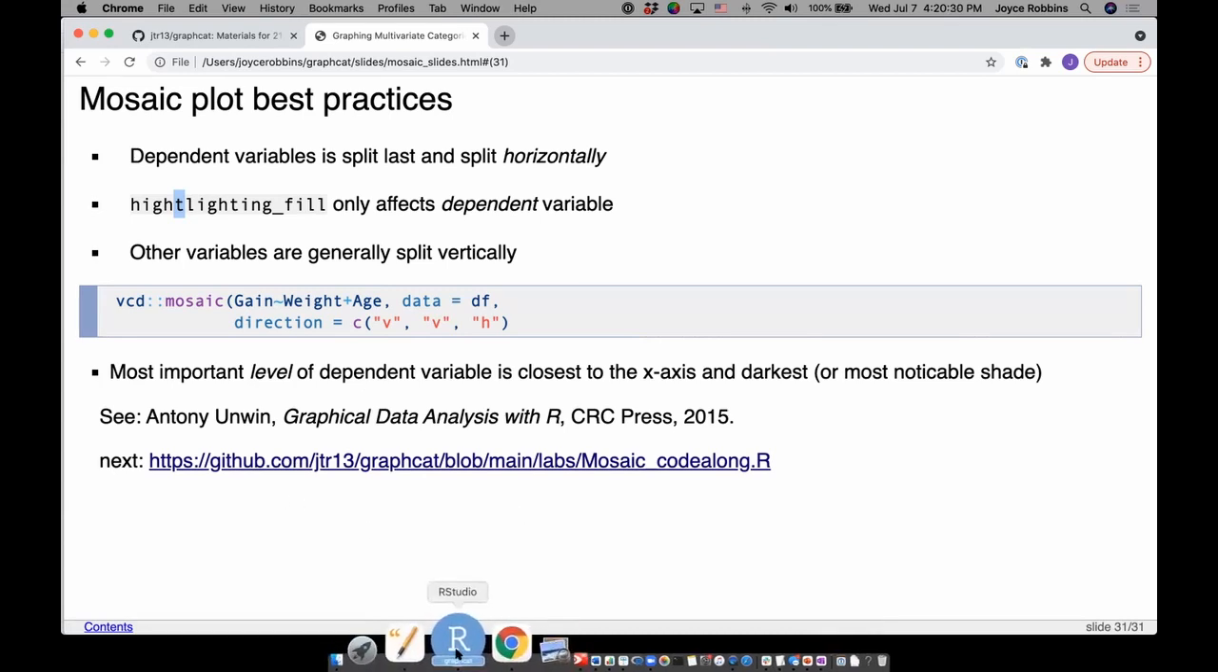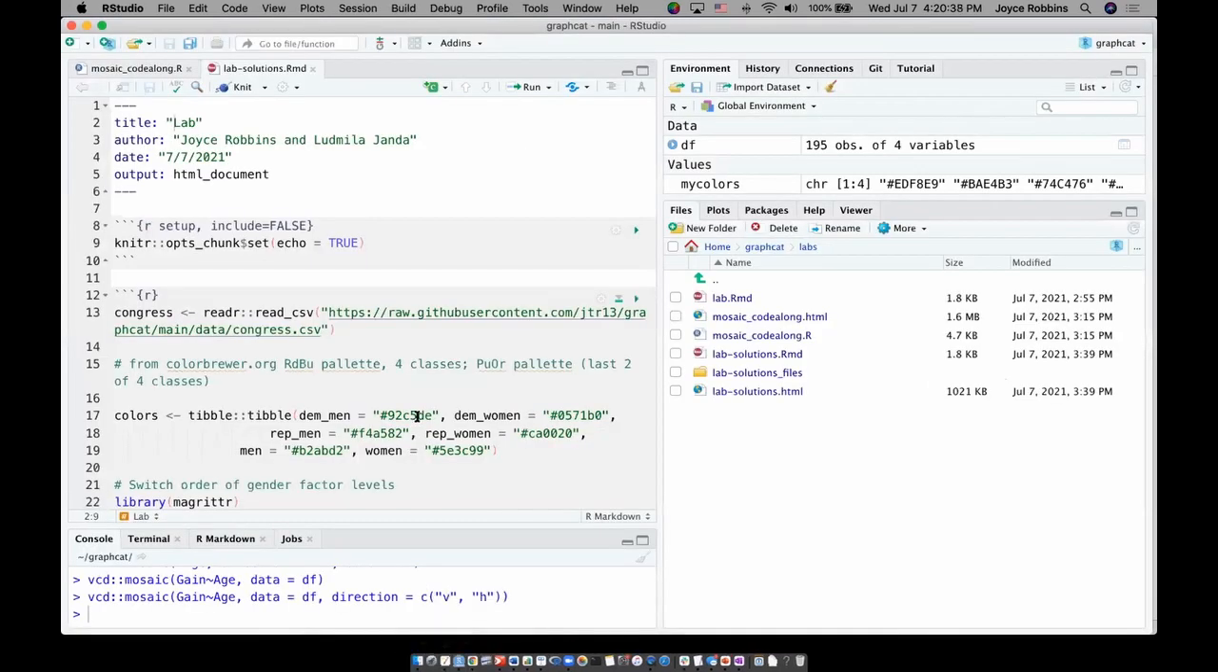So how am I doing with time? I'm not sure exactly when we started. I think I have till 4:30. Is that good? Okay. So we don't want this. We want this.